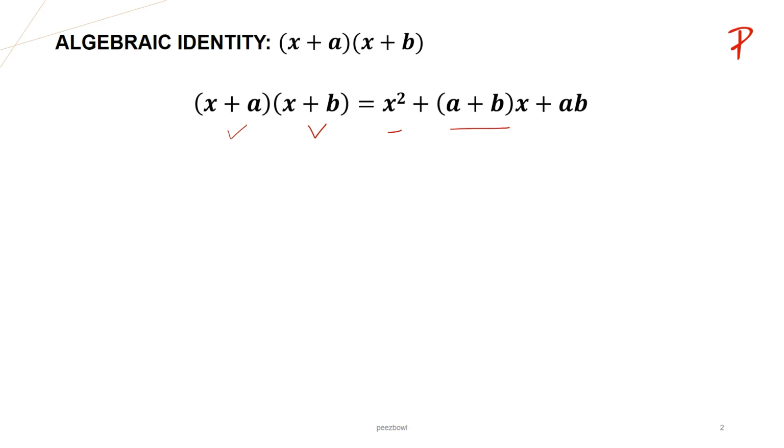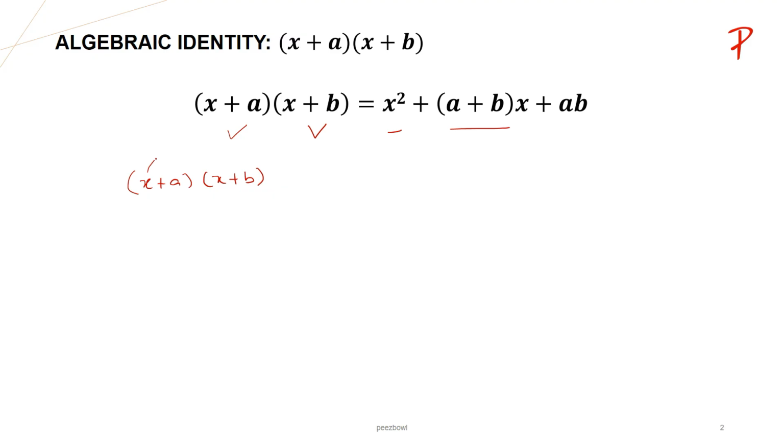Let us break it down step by step. Let us understand the left side of the expression. This identity involves multiplying two binomials, that is x + a and x + b. Okay. Let us use the distributive property. So here, (x + a) multiplied by (x + b).